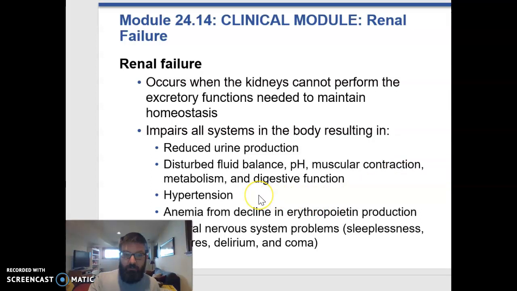You could end up with high blood pressure, right? Because you're not able to get rid of as much sodium and fluid. Erythropoietin is what causes you to produce red blood cells, and that's produced in your kidneys, right? Again, if you have ion imbalances, you could have nervous system problems.